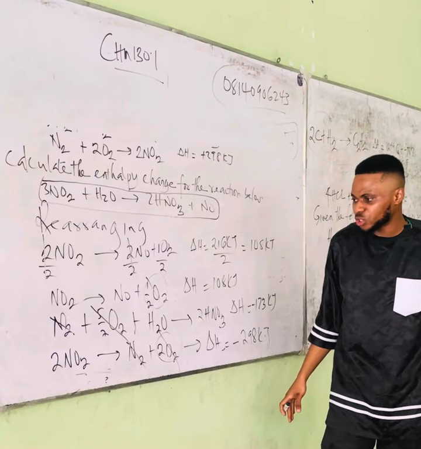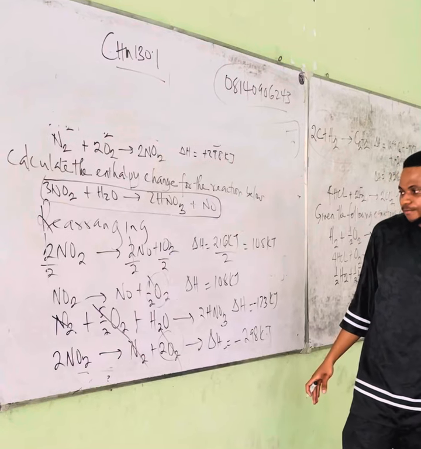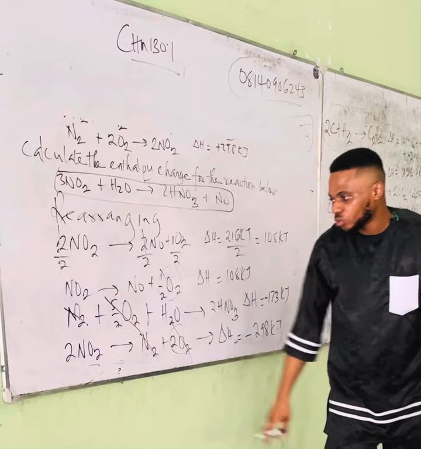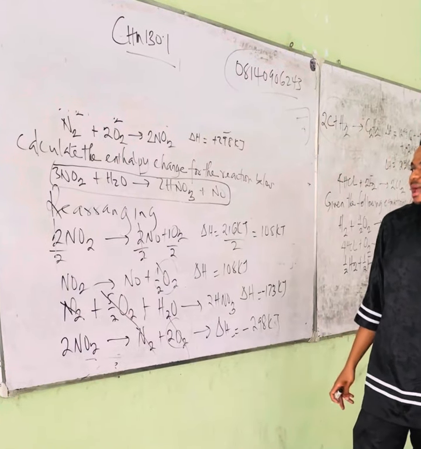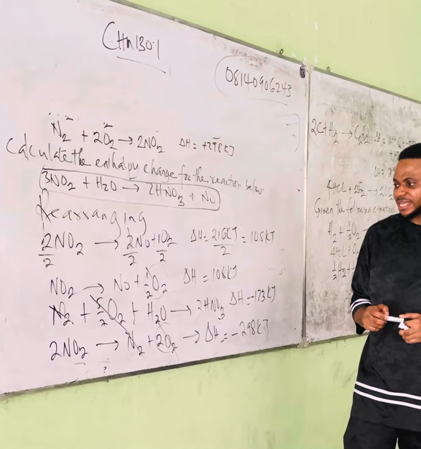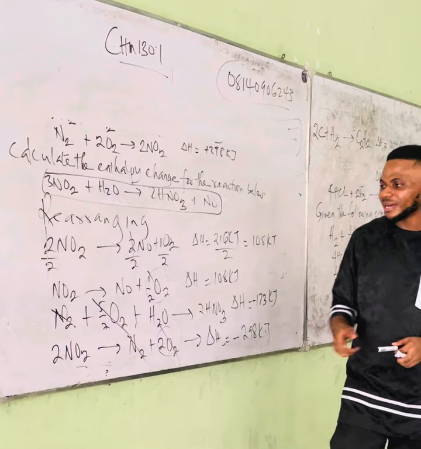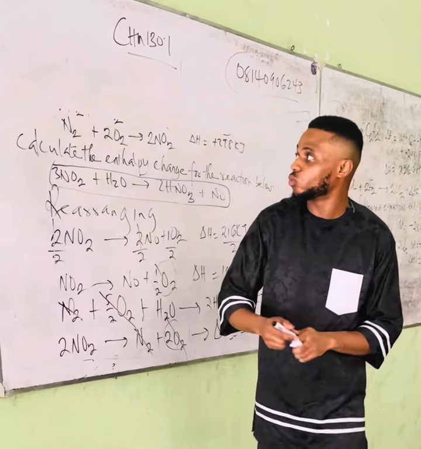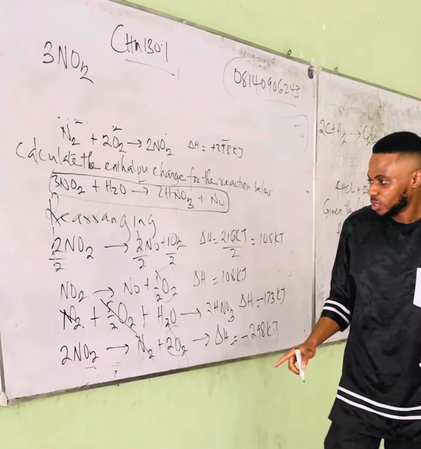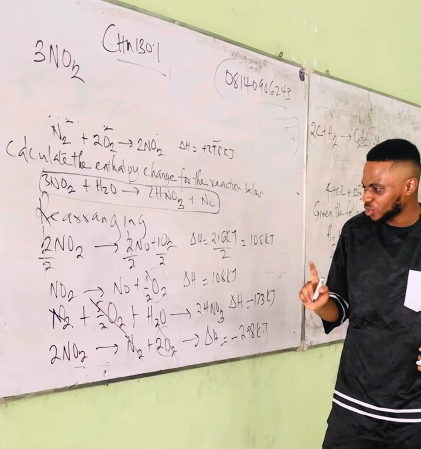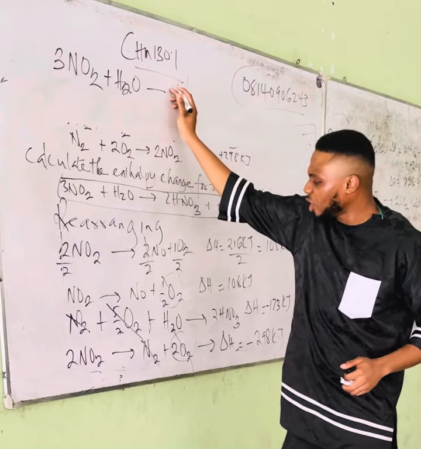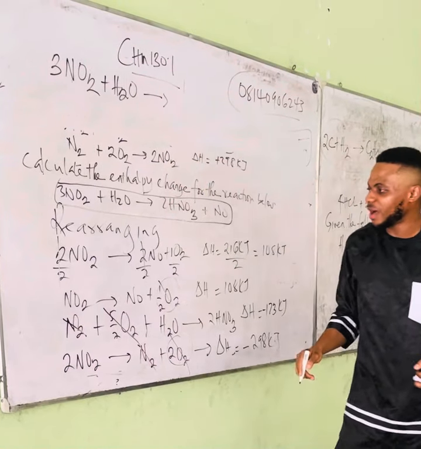Now, is there any other thing that can cancel? Look at it very well. Our NO2 is here. Our NO2 is also here. How about water, our H2O? We cannot cancel, right? Because there's nothing to cancel it. So now, let us add NO2 and 2NO2. NO2 plus 2NO2 will give us what? 3NO2, right? Good. Now, still on the reactant side, H2O is on the reactant side, so plus H2O. Is there any other thing on the reactant side here? No. Then let's write our arrow.